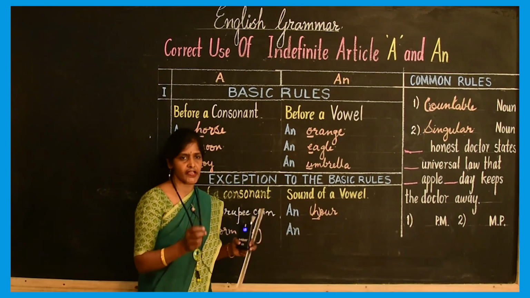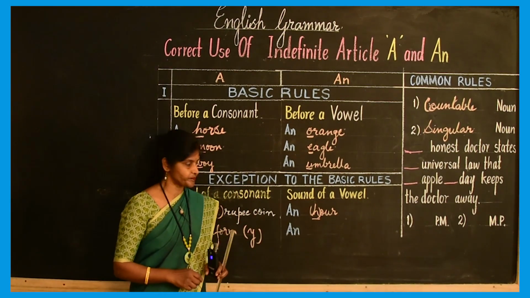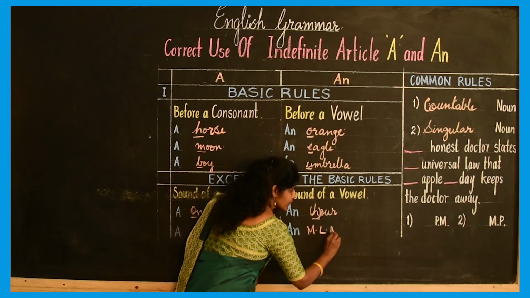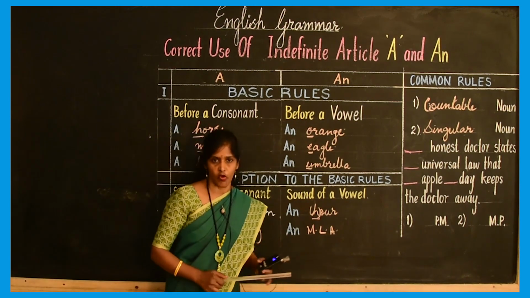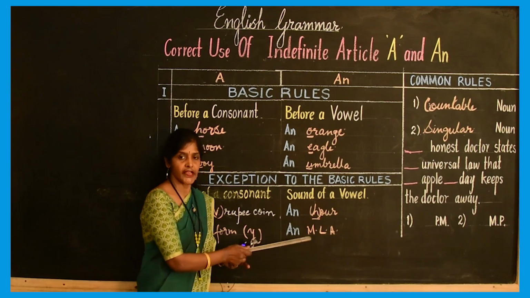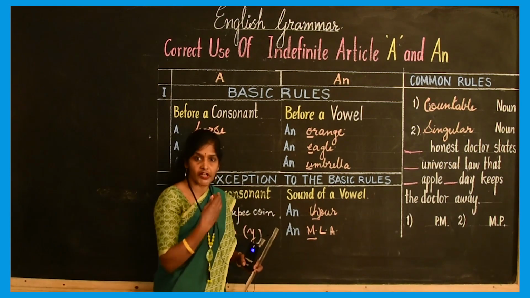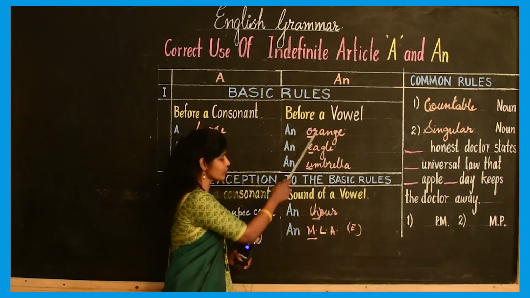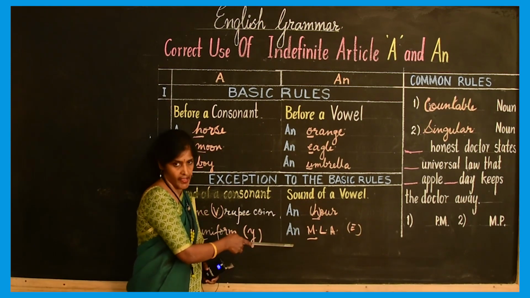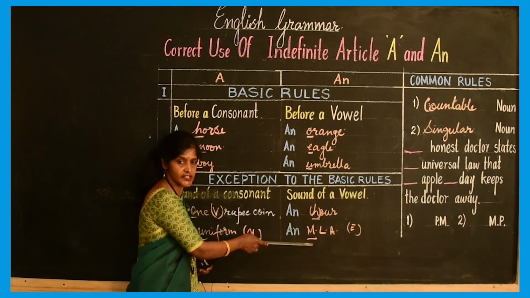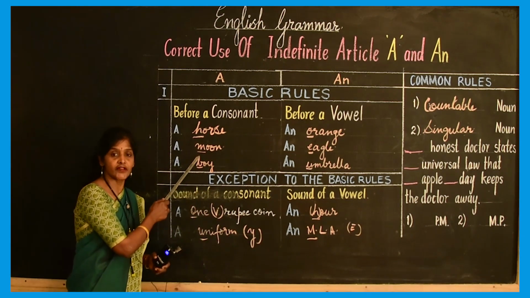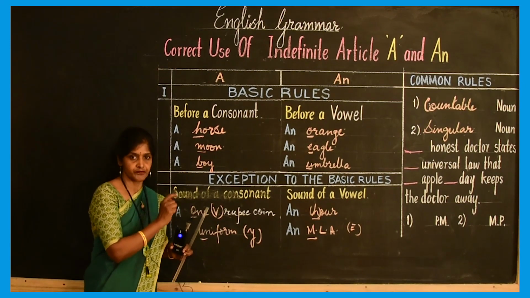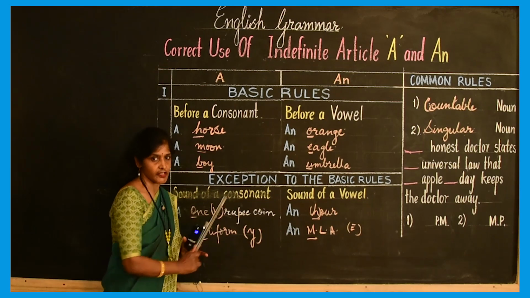Now the same rule applies to all the abbreviations as well. For example, I say an MLA is visiting our city tomorrow. An MLA. So this M is pronounced as if it begins with a vowel E, and therefore we have given the article an. Compare the sound effect of this M with the sound of M in the word moon, where we just say ma or mother or milk, and you can know the difference easily.